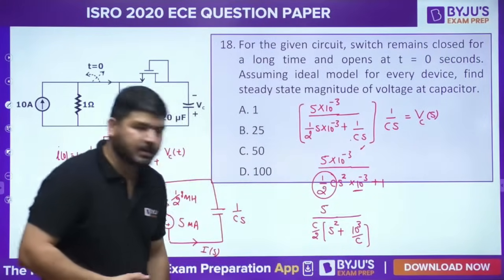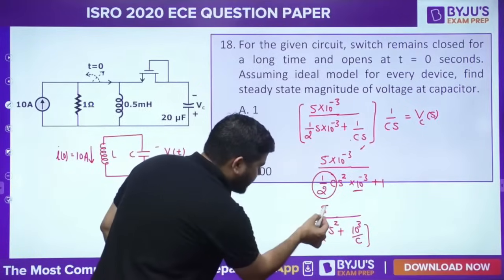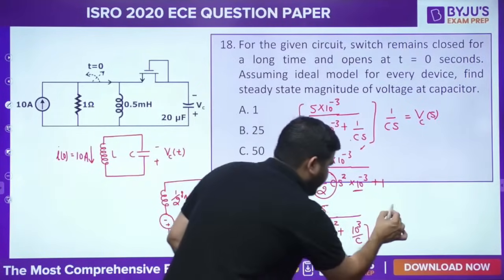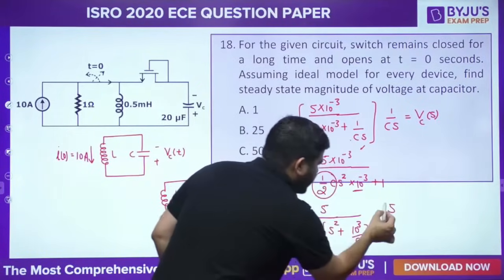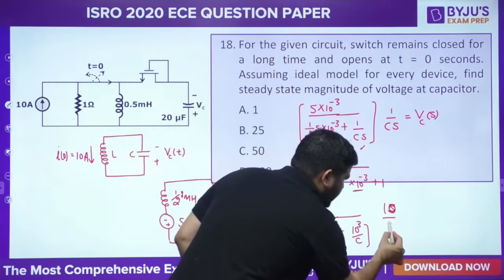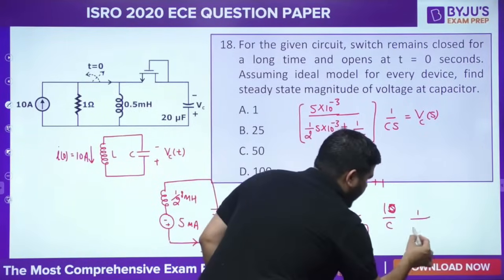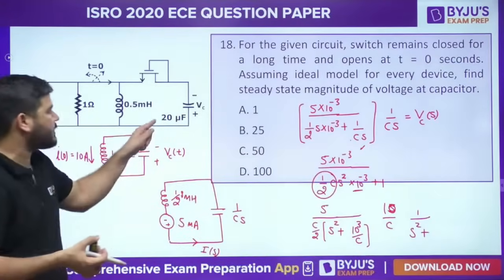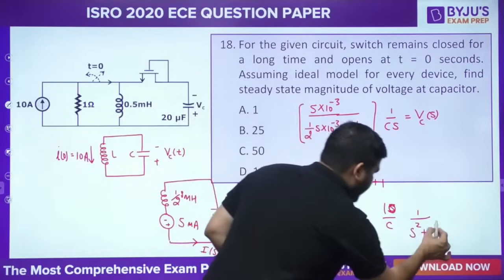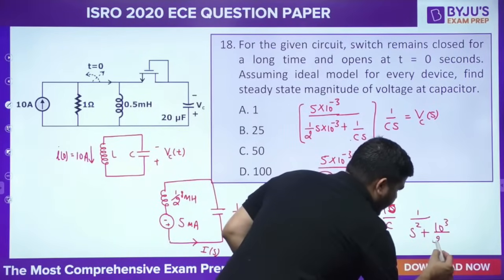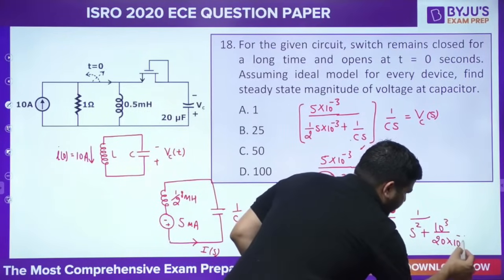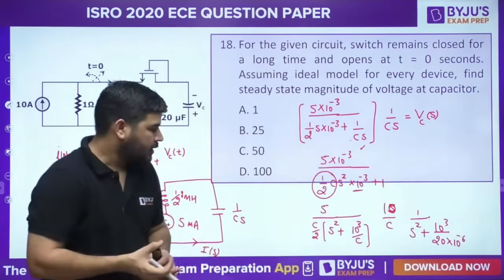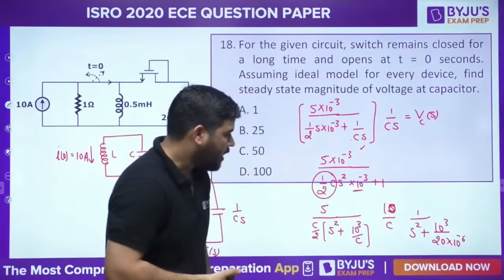So this part is there. Now you can simplify this. This will become 50 upon C. This will become 10 upon C, 1 over S square plus 10 to the power 3 upon C. C is 20 microfarad, so 10 to the power 3 divided by 20 into 10 to the power minus 6. So you can simplify with this.